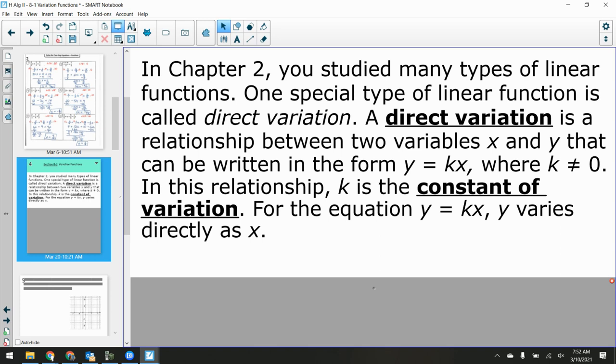And that also means I could take y is equal to 1/3 x. That's still a direct variation. You'll notice here that there's no plus or minus outside of the x.